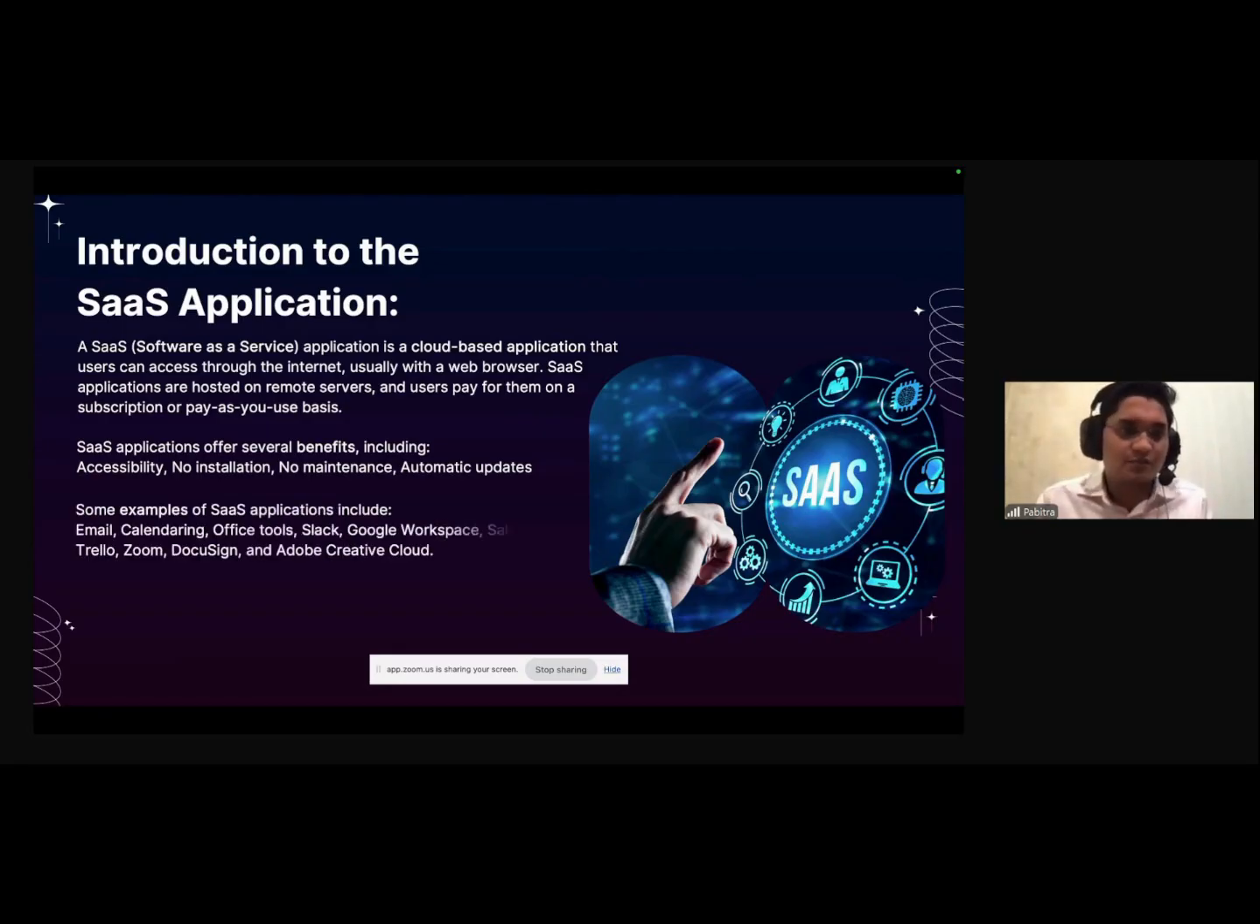There are some examples of SaaS applications. For example, email, like Google and Microsoft. Calendly, the calendar link through which our meeting got scheduled. Office tools, Slack, Google Workspace, Salesforce, Trello, Zoom, DocuSign. They all are SaaS. They provide their software as a service or as a solution. So this is the overall basic knowledge of what a SaaS application is.